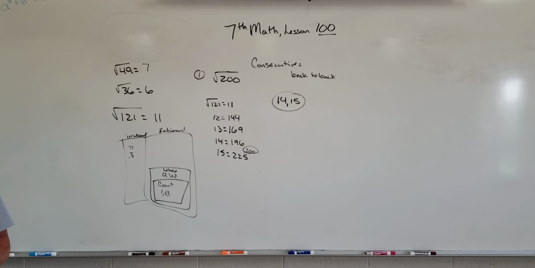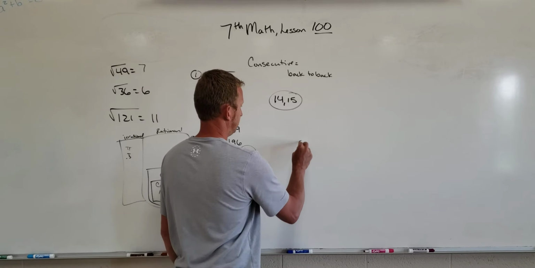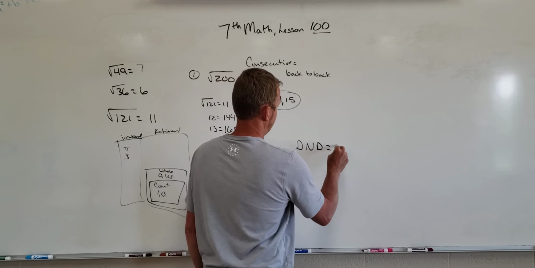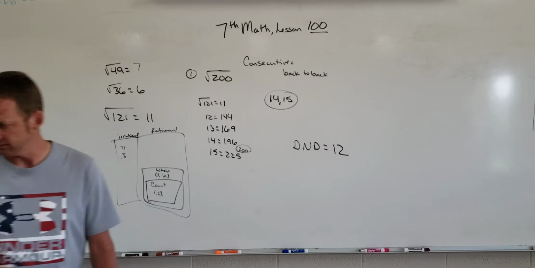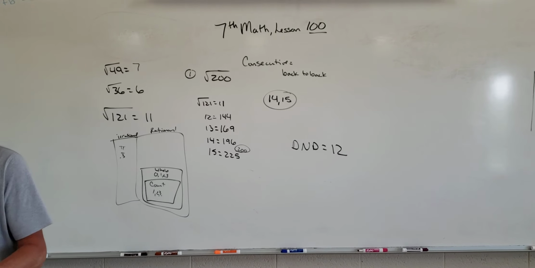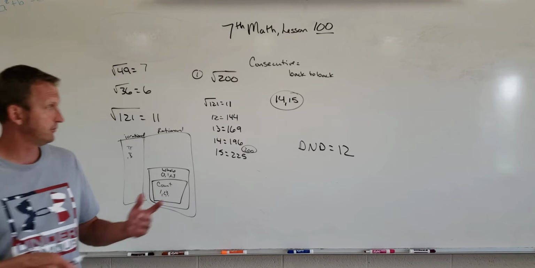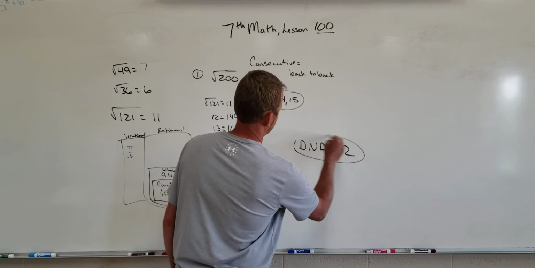So on lesson 100, do not do, I believe it is 12. Yes, lesson 100, do not do number 12. You can do the rest of them. So 1 through 30 except number 12.